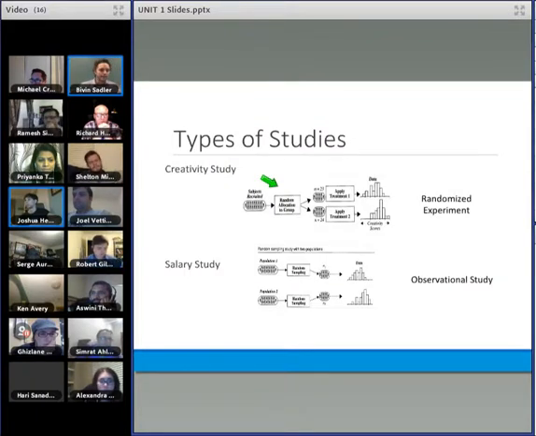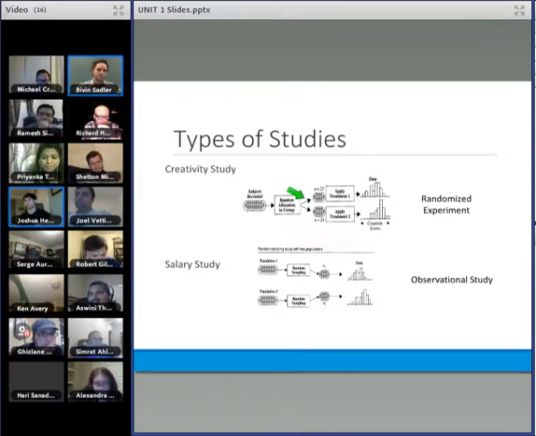You're familiar with that from the reading. So here are the two types of studies. You can have a creativity study that was a randomized experiment, and we have the salary study, which was an observational study. Notice that either way, these could be from a random sample, or these could be from a convenient sample. The key is, can I randomly assign? That's a randomized experiment.